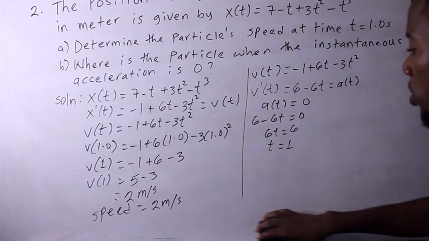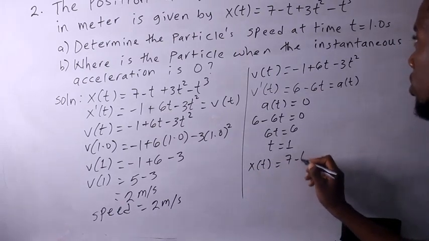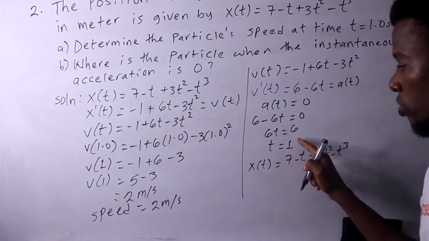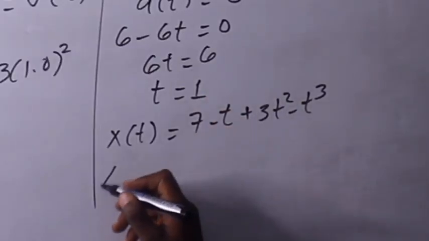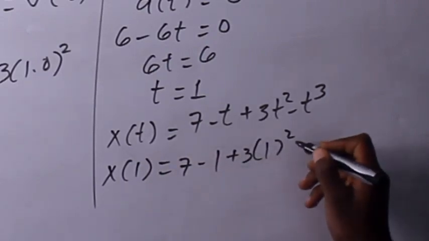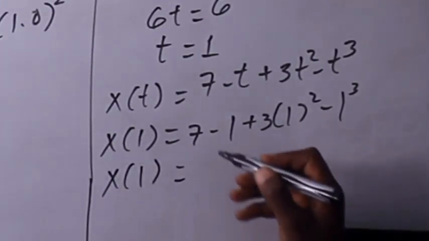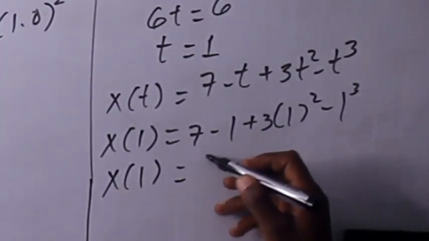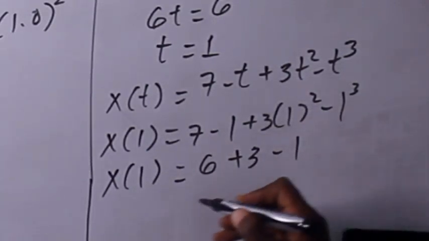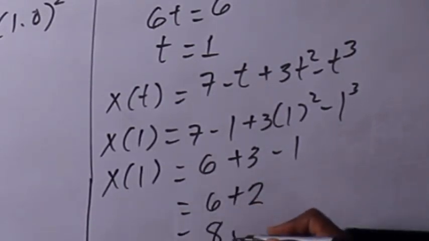We take the position function x of t equals 7 minus t plus 3t squared minus t cubed, and then we substitute t equals 1. So x of 1 is equal to 7 minus 1 plus 3 times 1 squared minus 1 cubed. So x of 1 is equal to 7 minus 1, that's 6, plus 1 squared is 1, 1 times 3 is 3, minus 1. This will be equal to 6 plus 2, and 6 plus 2 is 8 meters.